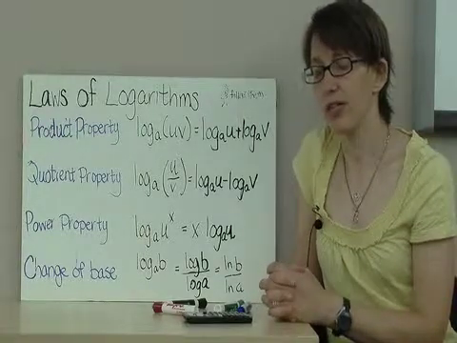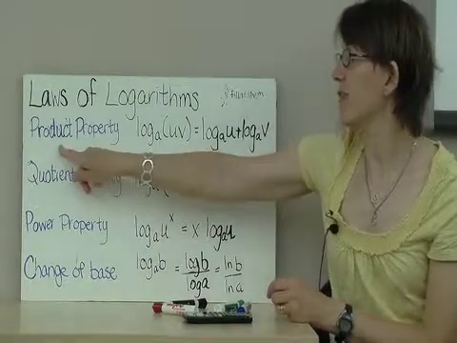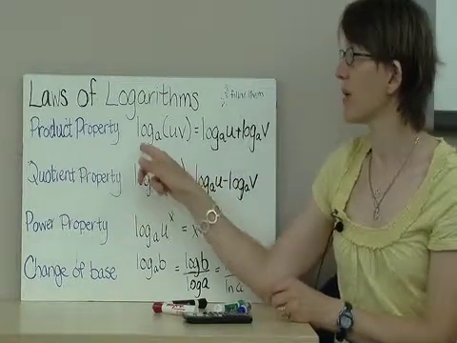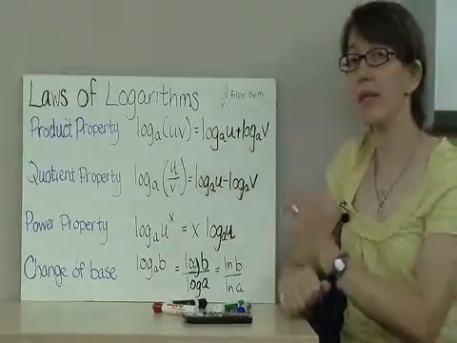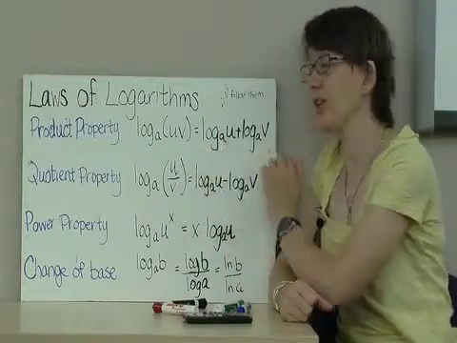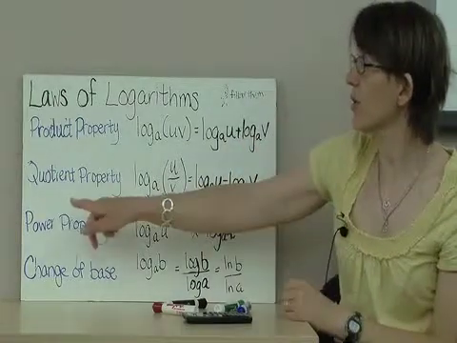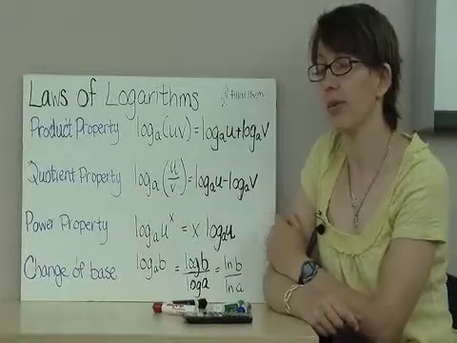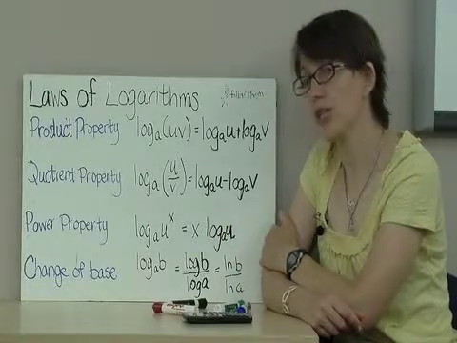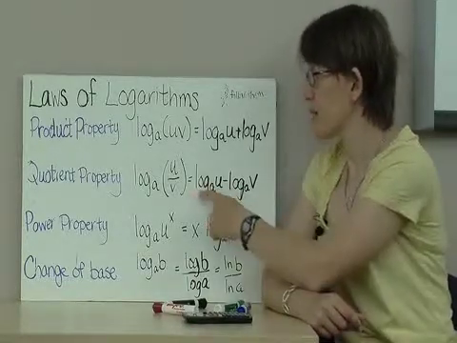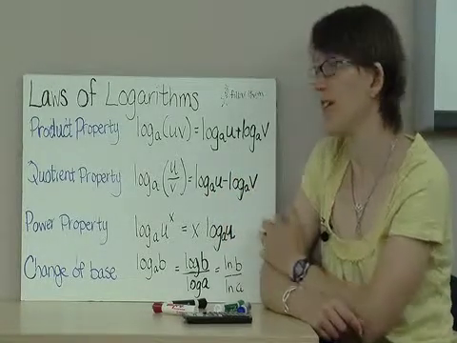Now, it's very important that you follow these laws of logarithms because they're the law. We have first the product property. Log to the base a of the product u times v can be rewritten as log to the base a of u plus log to the base a of v. The quotient property of logarithms tells us that log to the base a of the quotient u divided by v is equal to log to the base a of u minus log to the base a of v.